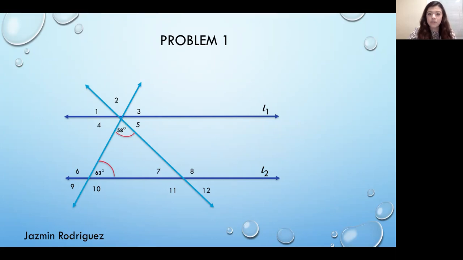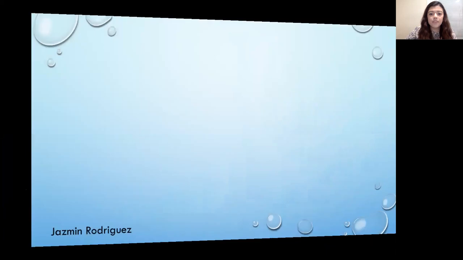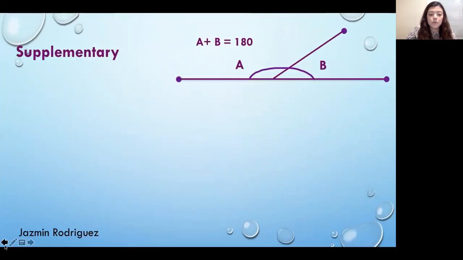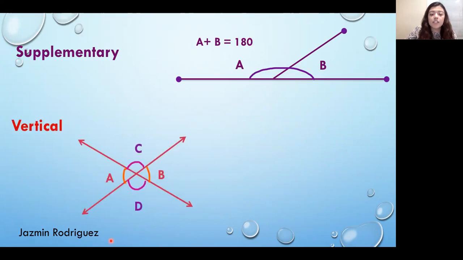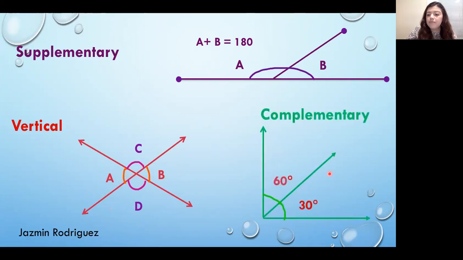But if you're like me, you've probably forgotten what those angles are. Therefore, let's take a little review. The very first one that we are going to talk about today is going to be supplementary angles. Supplementary angles refers to the sum of two angles adding up to be 180 degrees. Next, we're going to talk about vertical angles as well. Vertical angles are two angles who are on opposite sides of each other and whose measures are going to be equal. And complementary angles. Complementary angles refers to the sum of two angles being 90 degrees.